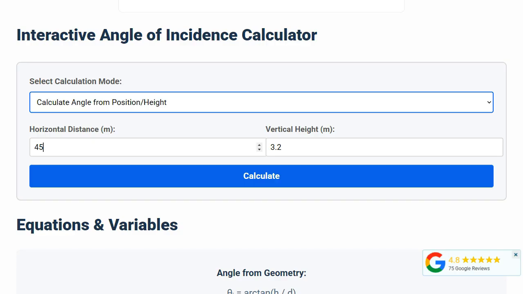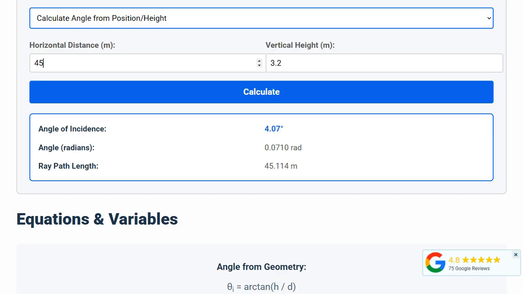For example, if you're working with a solar panel tilted at 30 degrees and sunlight coming in at 45 degrees from horizontal, enter these values in the corresponding fields. The calculator will then compute the angle of incidence measured from the normal to the surface. This result tells you how directly the wave hits the surface, which affects reflection and absorption efficiency.